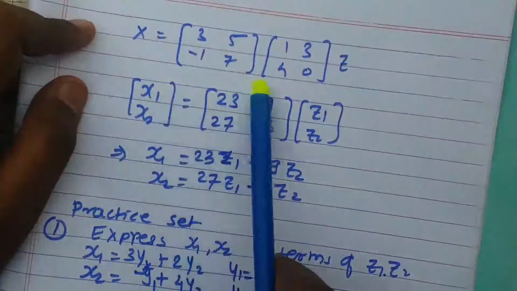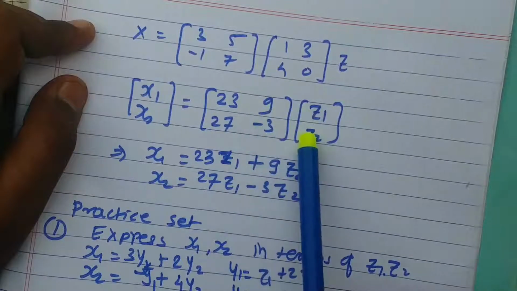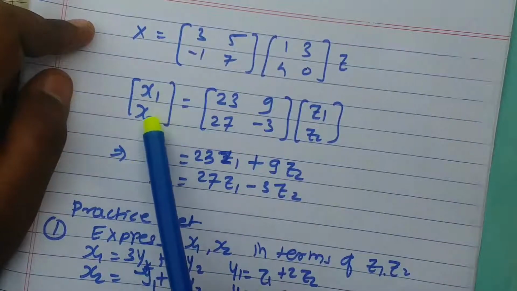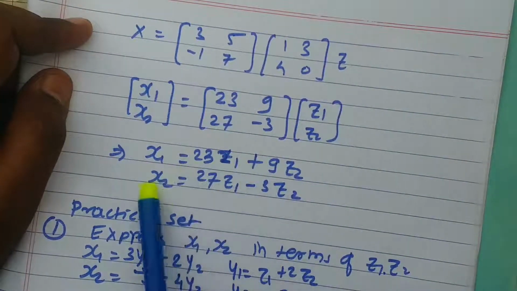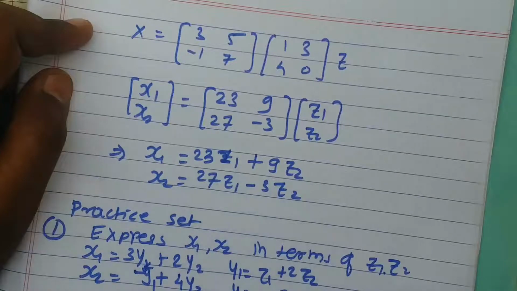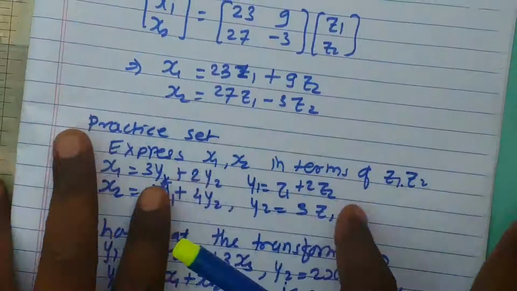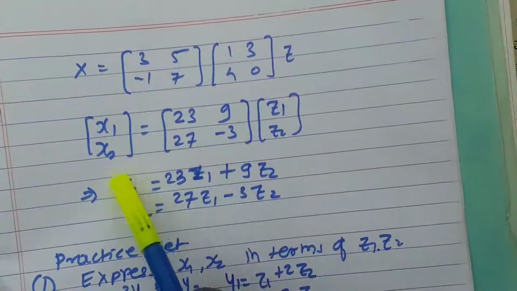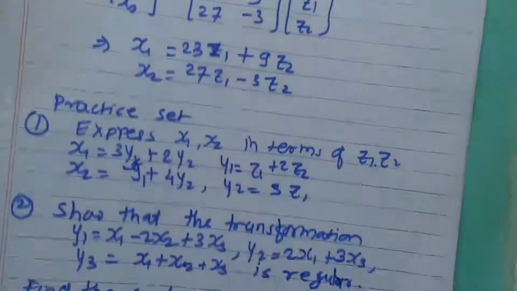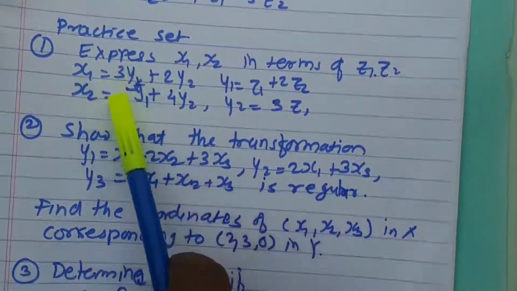And after doing the multiplication of these two, we'll get 23 into z1 plus 9 into z2 equal to the first entry, that is x1, and x2 equal to 27 z1 minus 3 z2. And these are the required values of x1, x2 in terms of z1, z2. This is how you can do it. So whatever transformations are given to you, write them in matrix form and identify the composite linear transformation. And finally, after getting the composite linear transformation, just do the multiplication and get your required x1, x2 in terms of z1, z2.